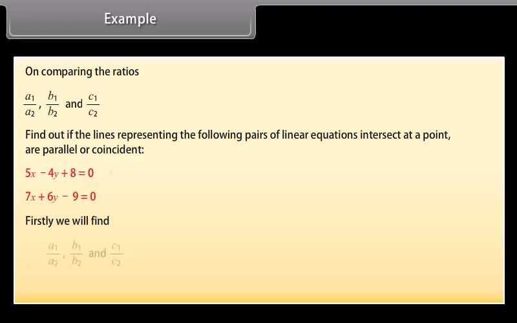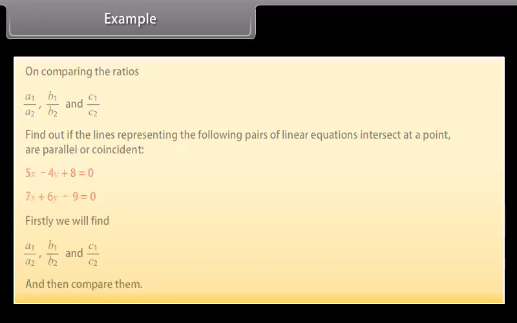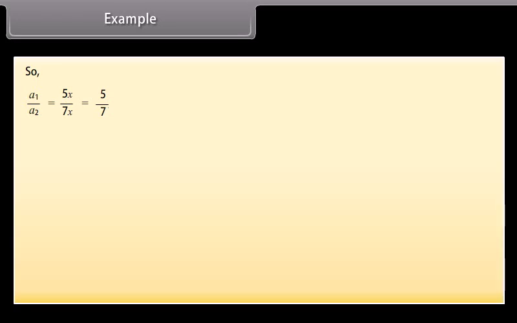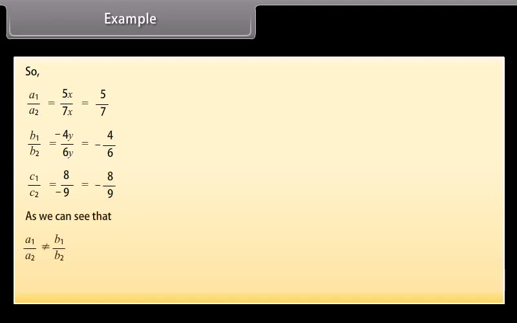Firstly, we will find a1 upon a2, b1 upon b2, and c1 upon c2, and then compare them. So, a1 upon a2 equals 5x upon 7x, which equals 5 upon 7. b1 upon b2 equals minus 4y upon 6y, which equals minus 4 upon 6. c1 upon c2 equals 8 upon minus 9, which equals minus 8 upon 9. As we can see that a1 upon a2 is not equal to b1 upon b2, so the lines will be intersecting.